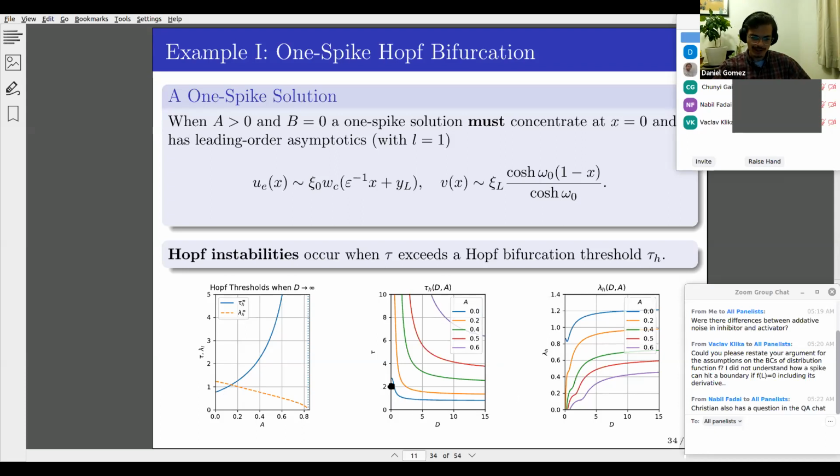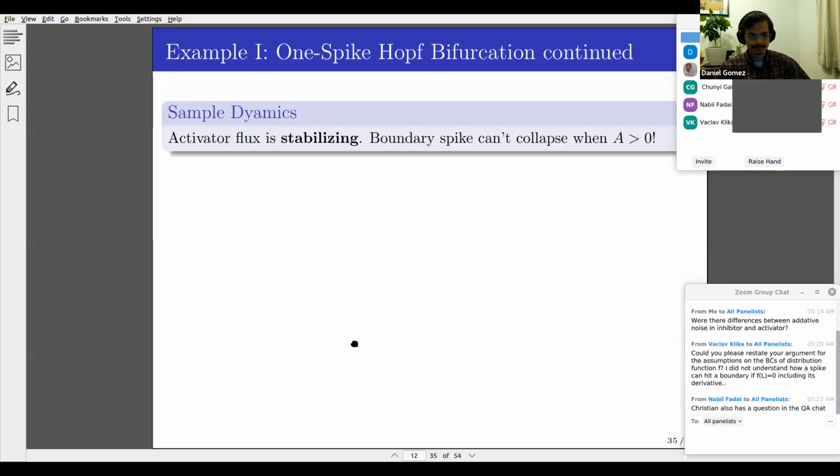In the middle panel here, we see how the Hopf bifurcation threshold changes with D. You see that as you increase A, that is, as you move from one curve upwards, the Hopf bifurcation threshold keeps increasing. On the rightmost panel, we show what the imaginary part of the unstable eigenvalue goes to, and that gives you a sense of the frequency at which it oscillates. So in a sense, we see that the activator flux has a stabilizing effect.